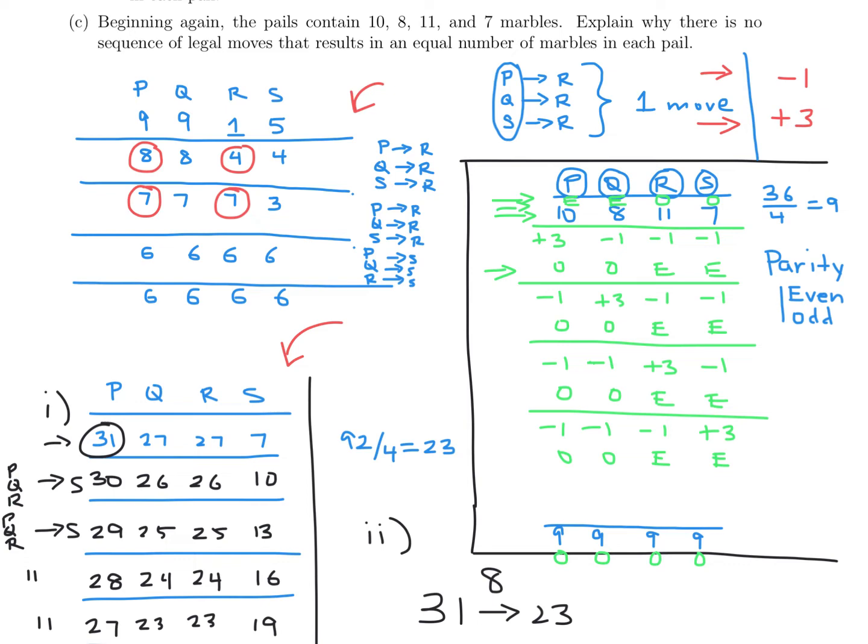So the point I'm trying to make is that no matter what you do, you will never be able to have 4 odds. And you can explain that with more examples, and hopefully, you'll be able to make a convincing argument that indeed there is no sequence of legal moves that can result in an equal number of marbles in each pail if you start with those numbers right there.